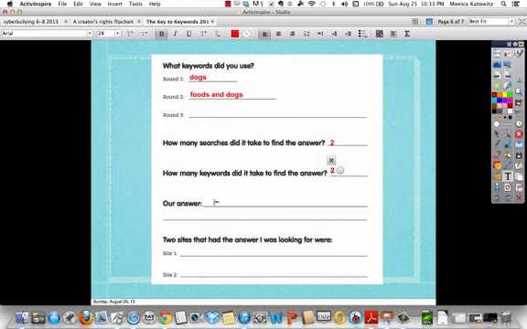Now, our answer is, okay, we have onions, garlic, chocolate, avocado, which I did not know, raisins and grapes, alcohol. So those are just some examples.